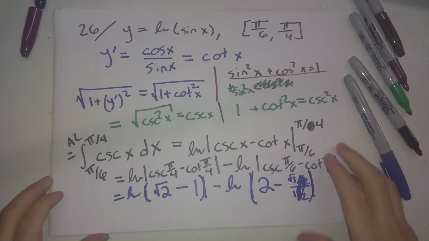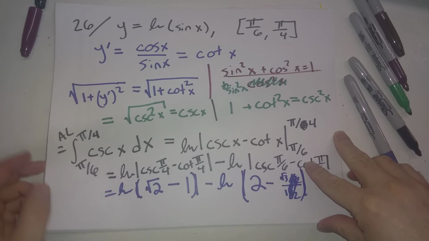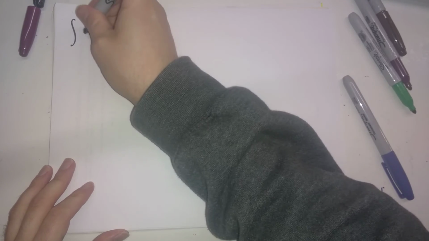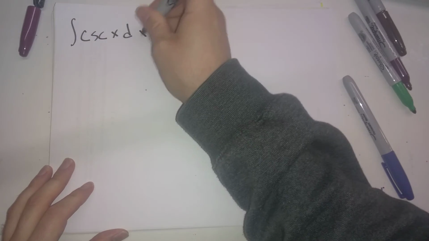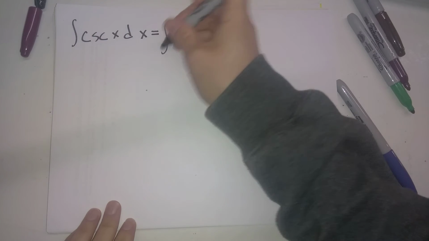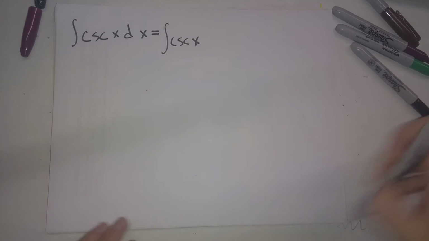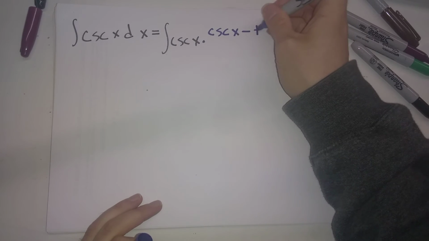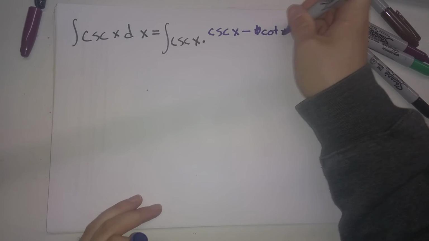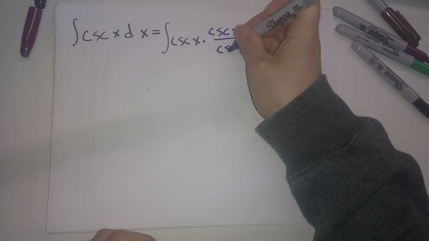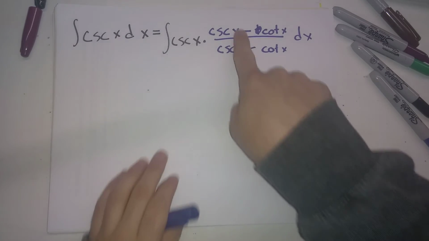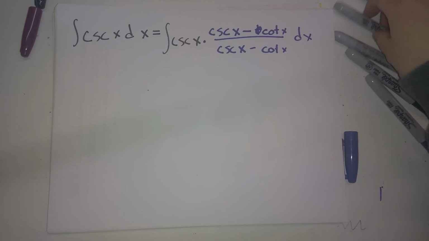Okay, so that's the main part of the problem. That's like the section 8.2 part of the problem. Let me just also show off how to find the antiderivative of cosecant of x. Okay, so what we can do is multiply top and bottom by the same thing, and this will allow us to have a bit of a substitution here. All I'm doing is multiplying top and bottom by cosecant x minus cotangent of x.